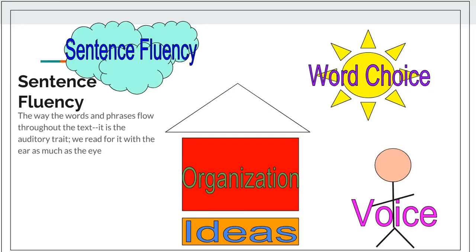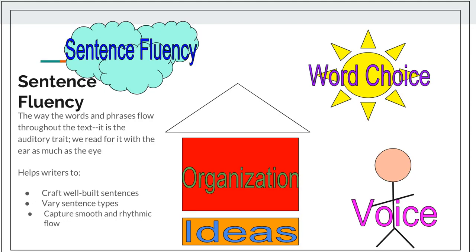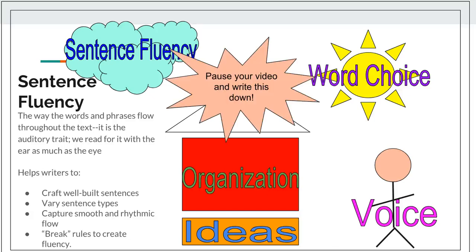Sentence fluency is the way words and phrases flow throughout the text. We read for it with the ear as much as the eye, and we're looking for how well things sound like they fit together as much as they follow the rules. This helps writers to craft well-built sentences, vary their sentence types, capture smooth rhythmic flow in their writing, and break rules to create fluency. This is not, again, permission to use run-ons and fragment sentences wherever you want, but the ability to use those 2 rule breaks to create some sort of rhythm inside your piece as long as it builds meaning. Pause your video and write down that sentence fluency is the way words and phrases flow together.